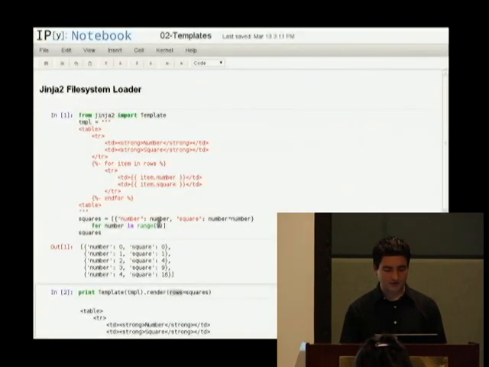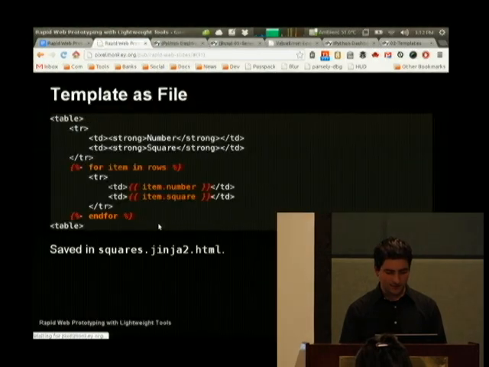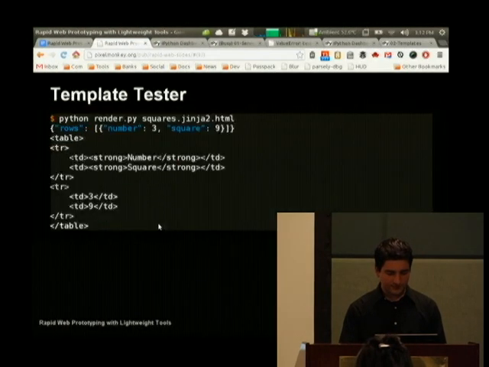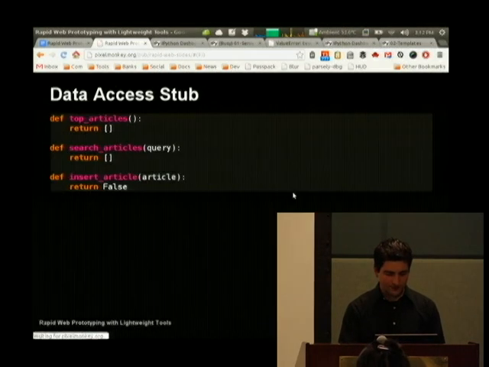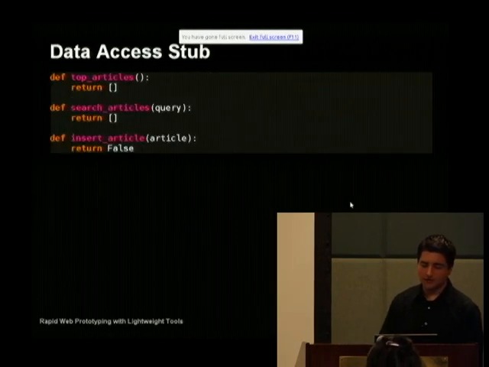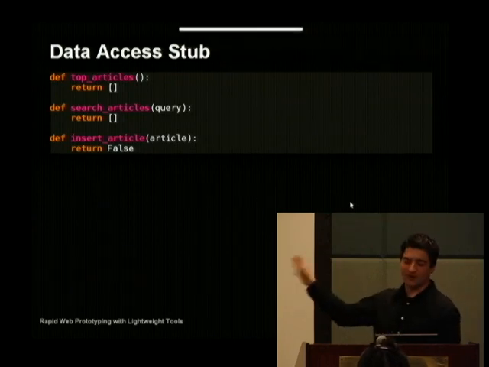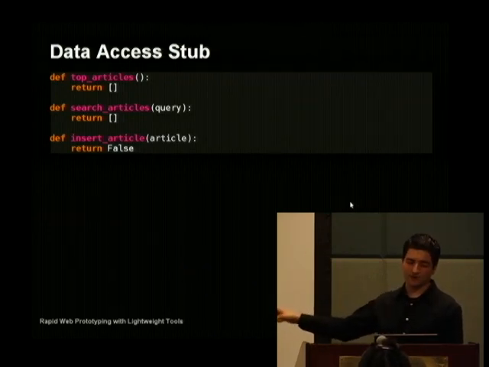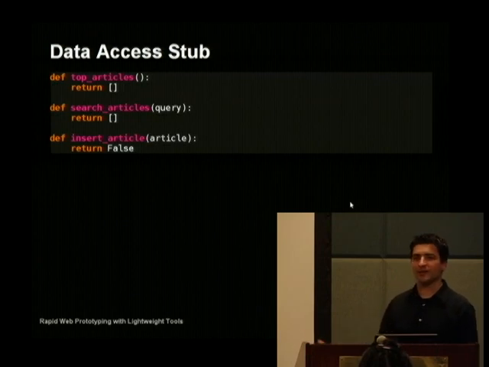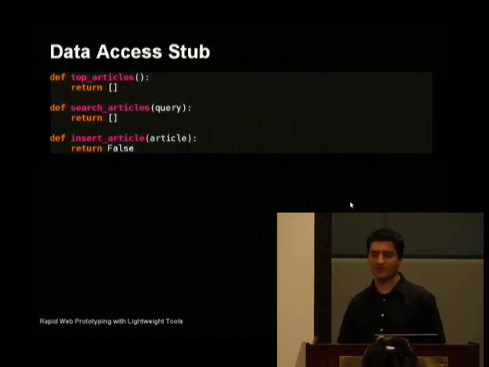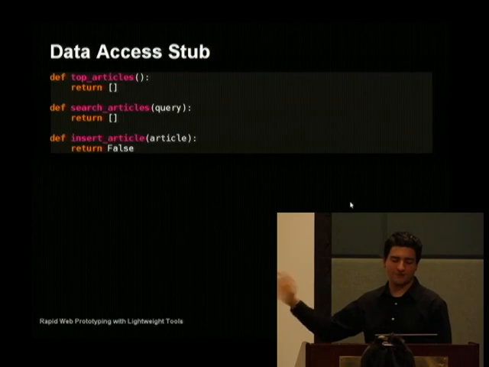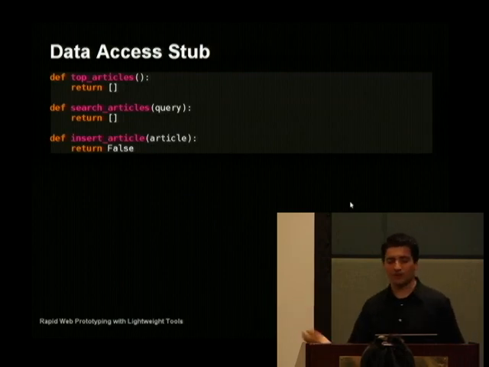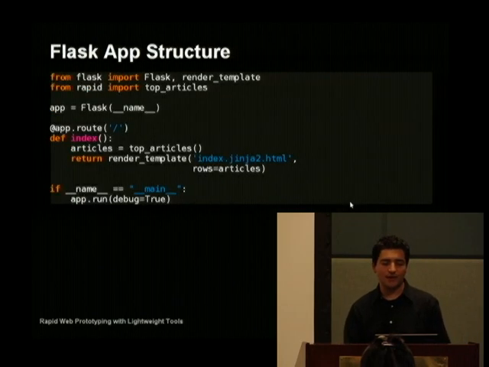Where it gets interesting is when you start wiring things together. Now, oops, sorry, refresh. I told you that the other thing we needed to do is write some functions that can get some data around these articles. So the way I start to think about this from a prototyping standpoint is I stub out these functions. So you can think of a function for getting the top articles, a function for searching for articles, and a function for inserting an article. And these are just basic stub functions right now.